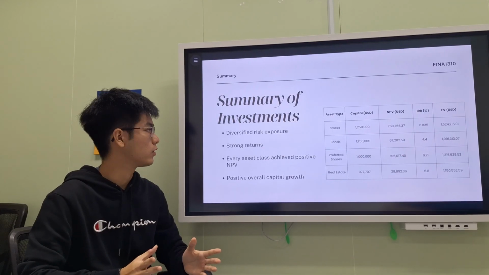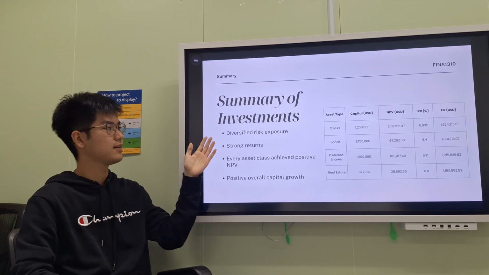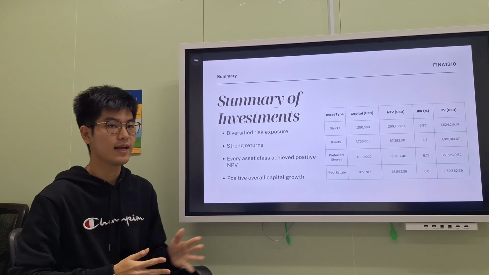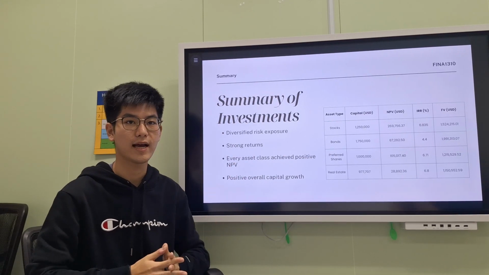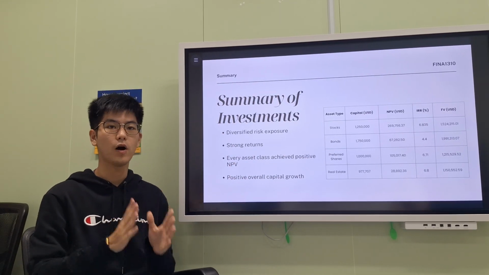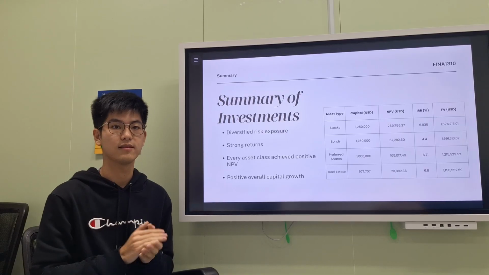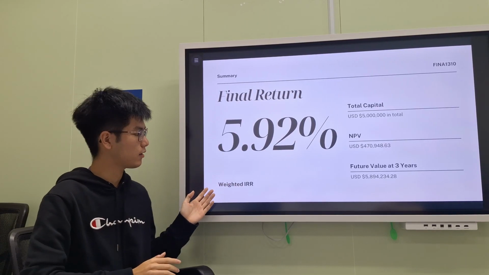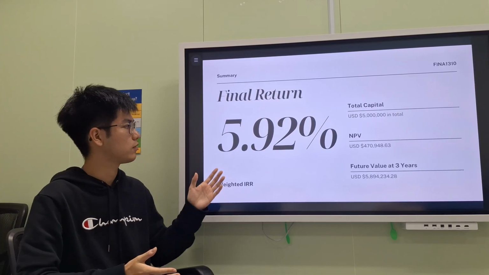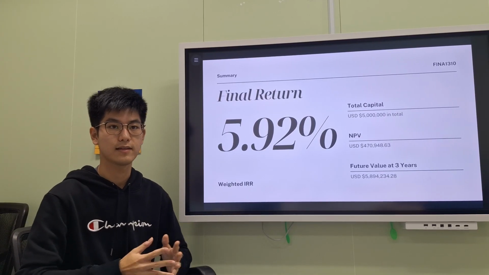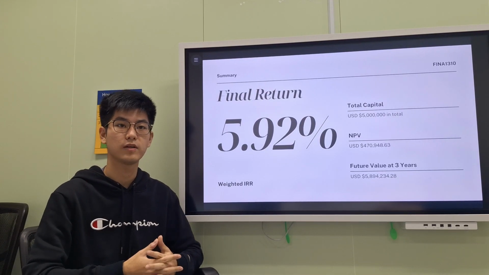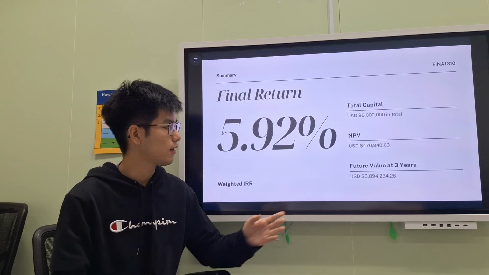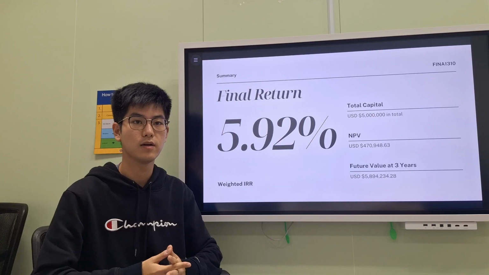To sum up our portfolio, our investment promises diversified risk exposure while maintaining very strong returns. As you can see from the table, each one of our asset classes maintains a positive NPV, which of course leads to positive cash growth. Our weighted IRR after our calculation comes to 5.92%. That, of course, is larger than the 3% risk-free rate offered in this scenario. After 3 years, our final future value comes down to around $6 million.